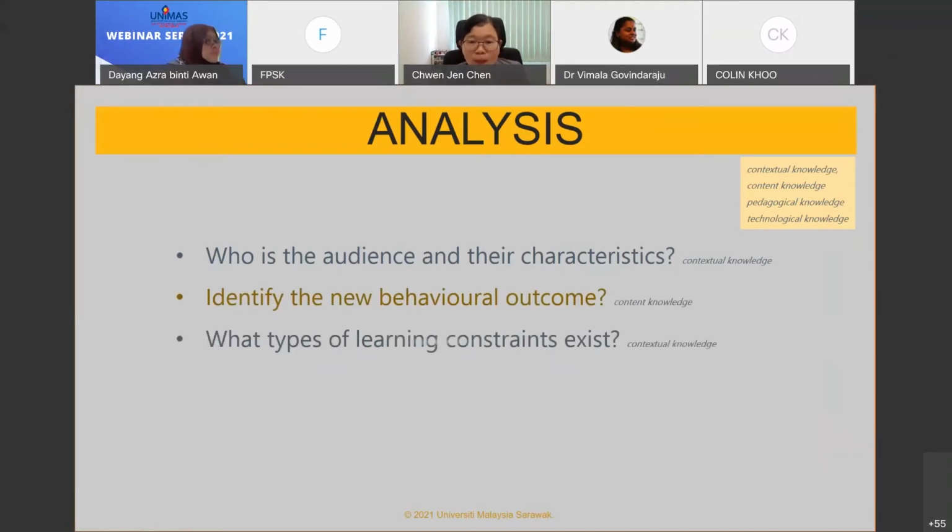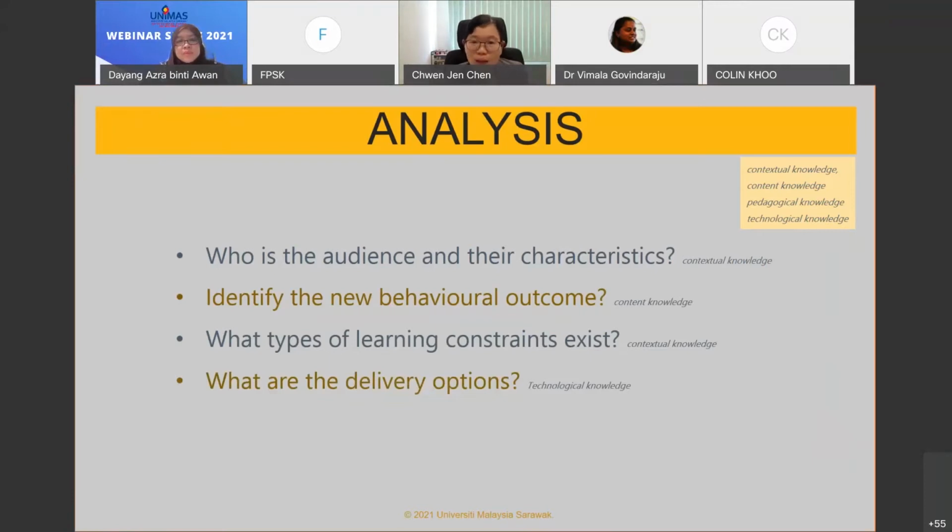Okay, and what are the types of learning constraints that exist? This is the contextual knowledge. Do they have internet connection problems and things like that? So these are all the contextual knowledge that you want to analyze. What are the delivery options? This will be your technological knowledge.